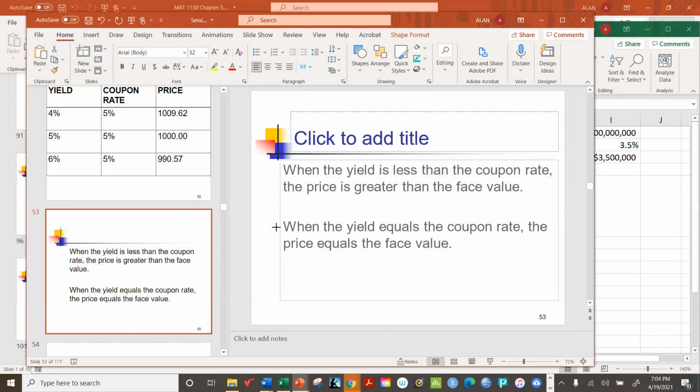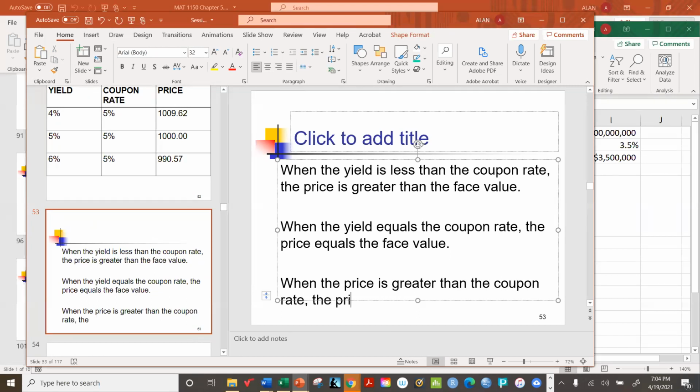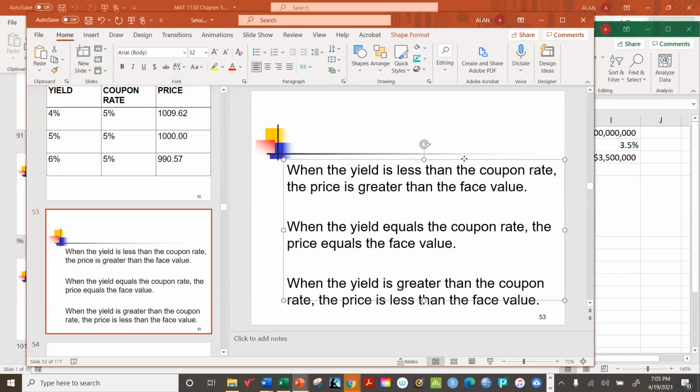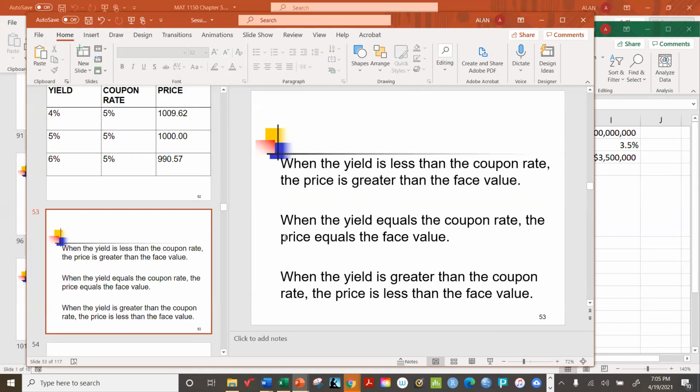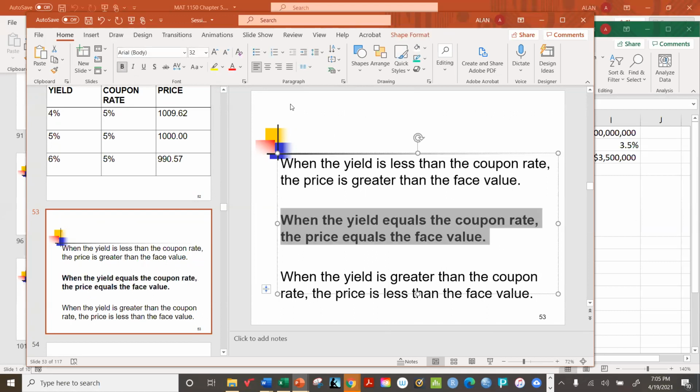And then one more, I guess we can fit it here. When the yield is greater than the coupon rate, the price is less than the face value. Now, this is all very important, but the case that we need for pricing swaps, the floating rate side of the swap, is this one. That's the key result that we're really interested in right now.